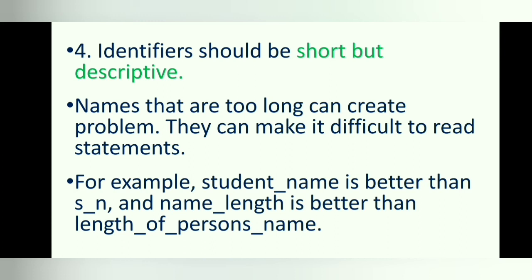Identifiers should be short but descriptive. Names that are too long can create problems. They can make it difficult to read statements. For example, student_name is better than s_n, and name_length is better than length_of_persons_name.